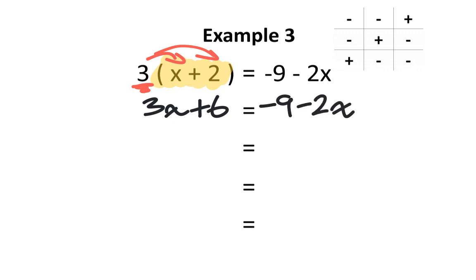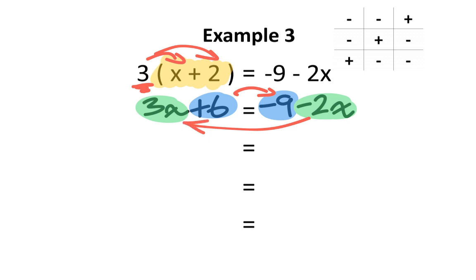At this point, you'll want to look for like terms. You'll notice that positive 6 and negative 9 are like terms. Furthermore, you'll also notice that 3x and negative 2x are also like terms. Like terms like to be together. Also, generally speaking, you want to keep variables and numbers on separate sides of the equation. Therefore, I'm going to move my positive 6 over to be with the negative 9, and I'm going to move the negative 2x over to be with the 3x.